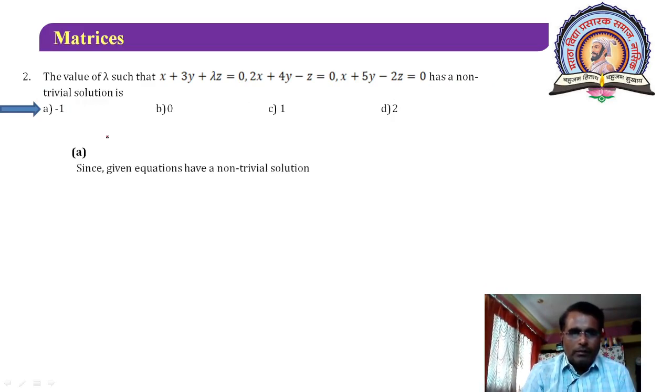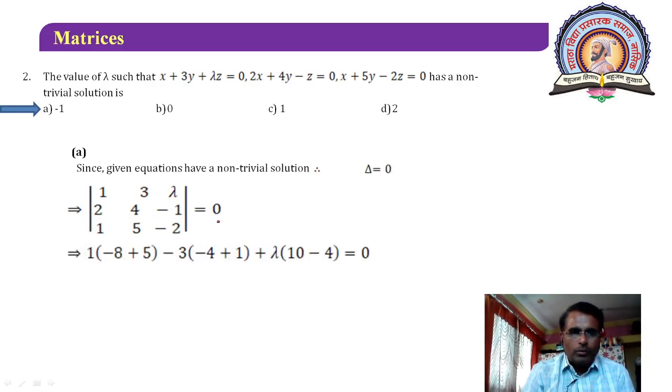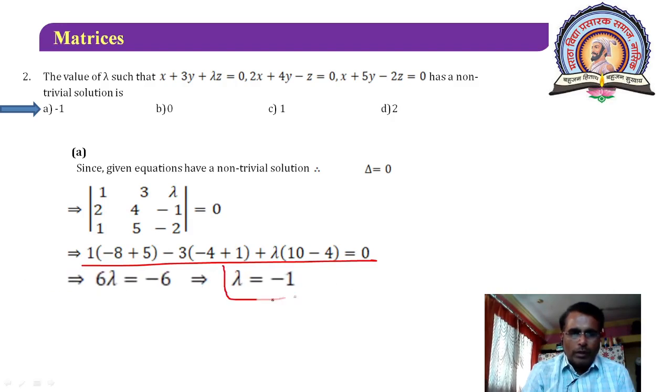Since the given equations have a non-trivial solution, that means delta is equal to 0. Delta means the determinant of coefficients, that is equal to 0. So these are your coefficients: 1, 3, lambda as the first row, 2, 4, minus 1 as the second row, and 1, 5, minus 2 as the third row. This determinant is equal to 0. Therefore, if you simplify this, you will observe that the value of lambda is equal to minus 1. Is that clear? That's why this is your answer.